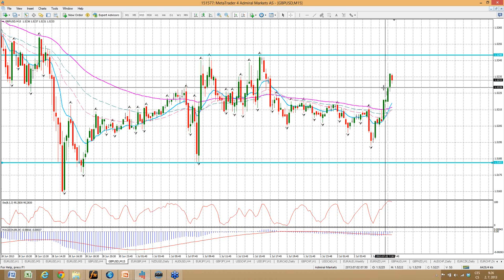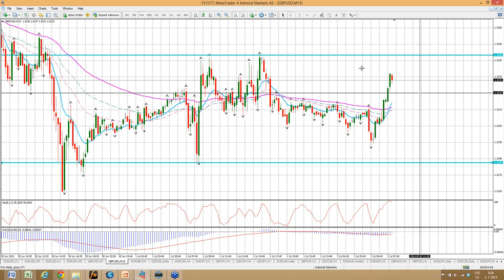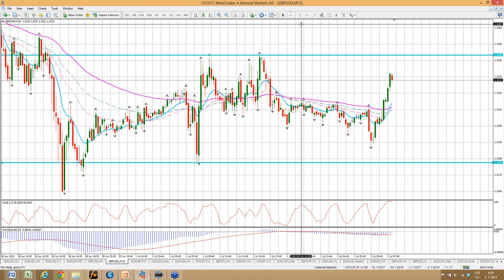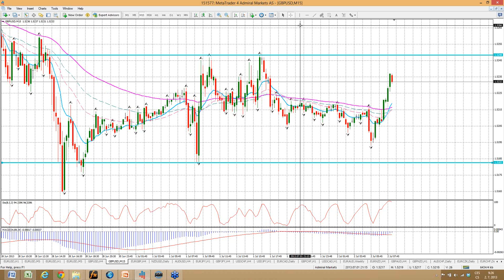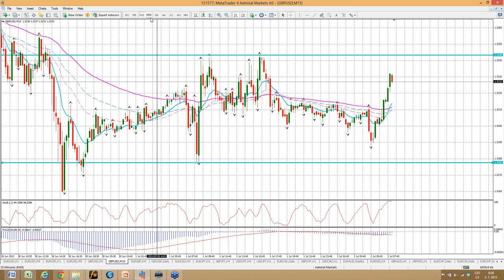So let's see. Maybe it could be a bit tricky, this trade. It could happen in New York, to be honest. That's a bit tricky. You know, there's no rush, to be honest. If you want to intraday trade this, if you want to catch one trade on this pound dollar, there's no rush because this thing is moving up and the trend is down.